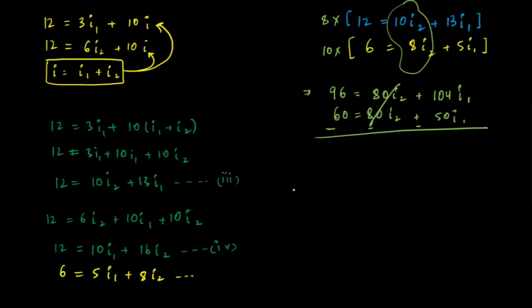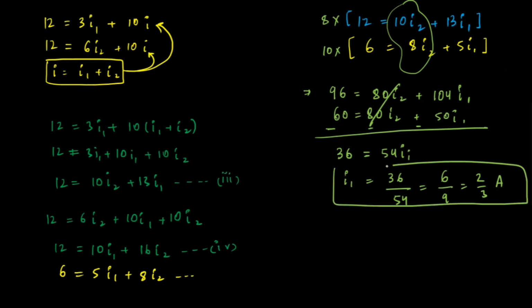So this is going to be cancelled out. We got 36 here, we got 54 here. So I1 must be equal to 36 over 54, which is equal to 6 over 9, which is equal to 2 over 3 amperes. This is how we are supposed to find I1. Now we simply substitute the value of I1 in any of the equations we have found so far, and we can get the value of I2 as well.